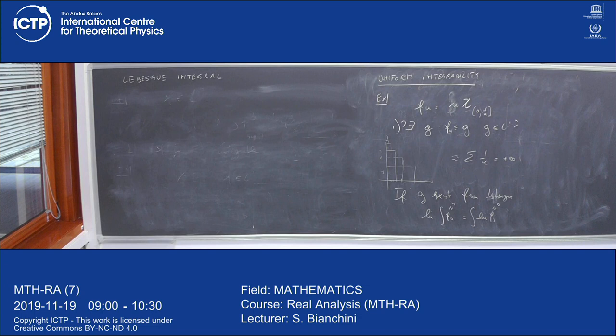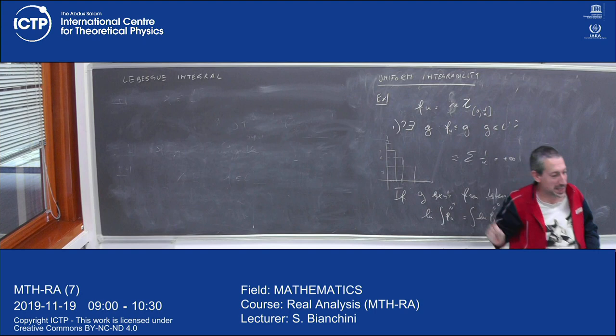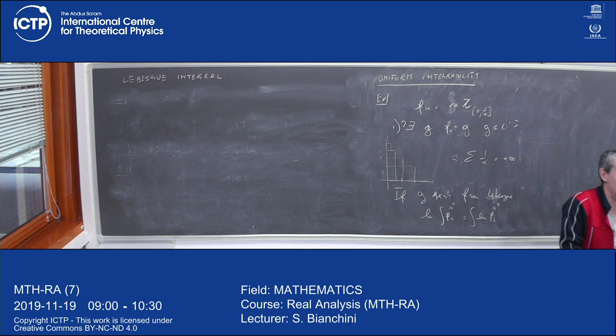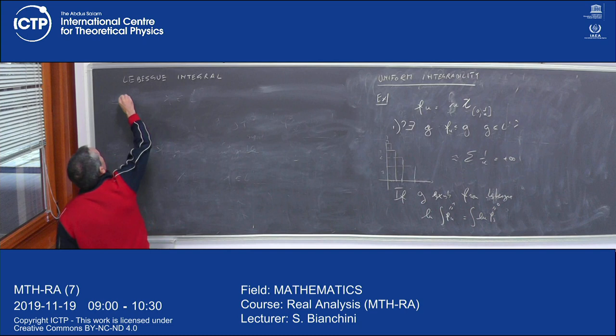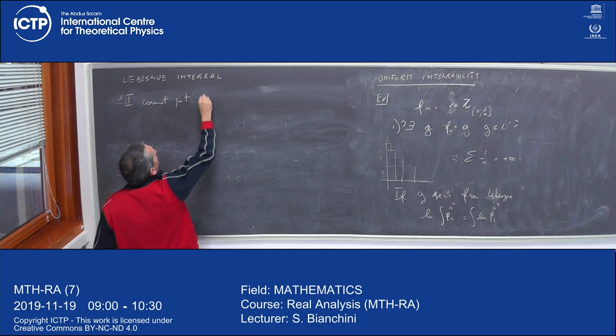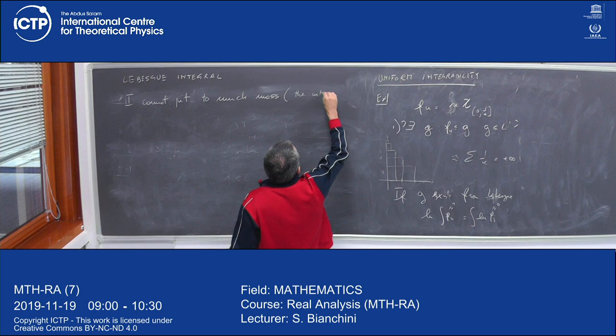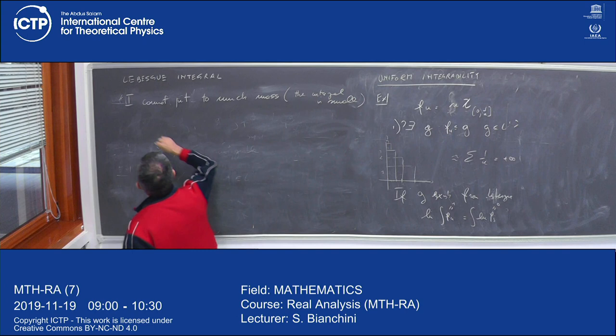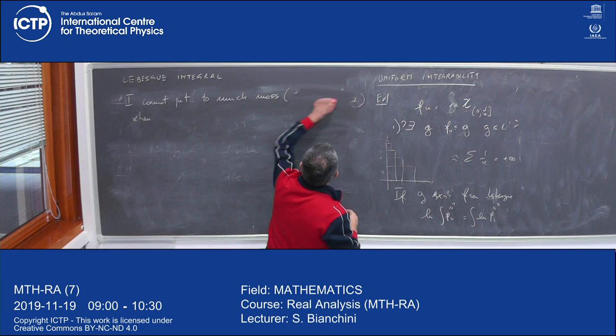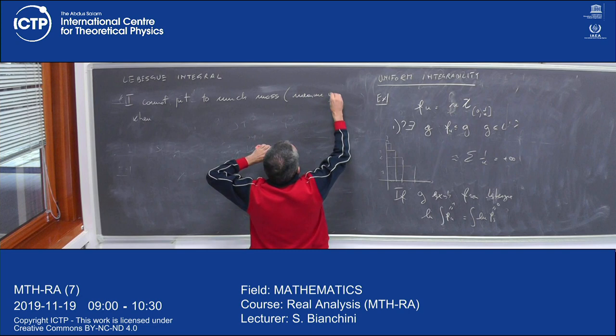So you have to put together the sentence. Uniform integrability: I cannot put too much mass where the function is too large. I cannot put too much mass, or the integral, which means the integral is small, or the measure is small, let's say the measure is small, when the function is too large.